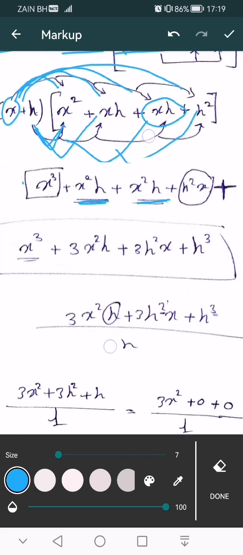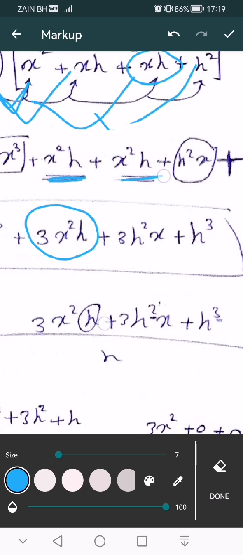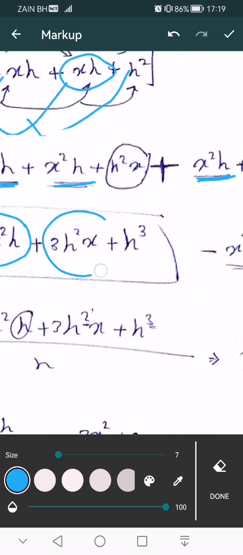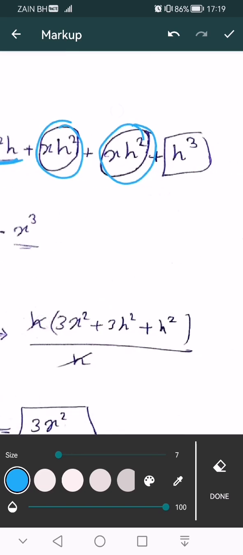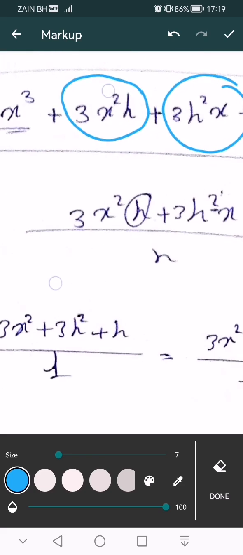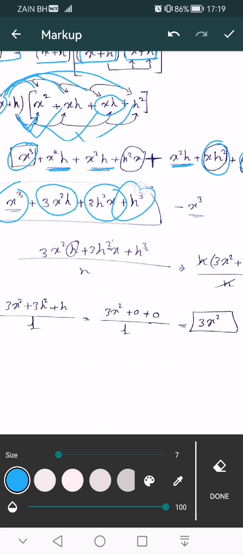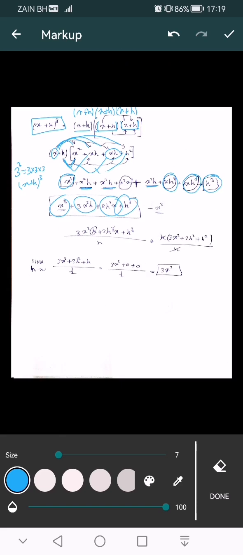So what will happen if I add it together? So I add 3x square h together, and I add 3 h square x together. That will be 3h square x. Now the remaining is h cube and x cube, so I put it as it is here, x cube, here h cube. Then we go back to the question.